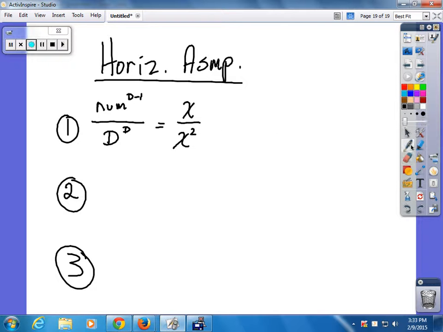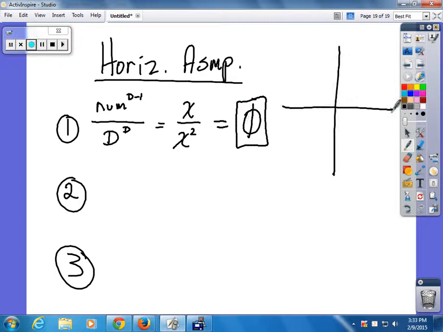It's much easier to do this when you've got an example. So if you were to draw this, you know the vertical asymptote, the horizontal asymptote would be the actual what? When the horizontal asymptote is 0, that's the x-axis.